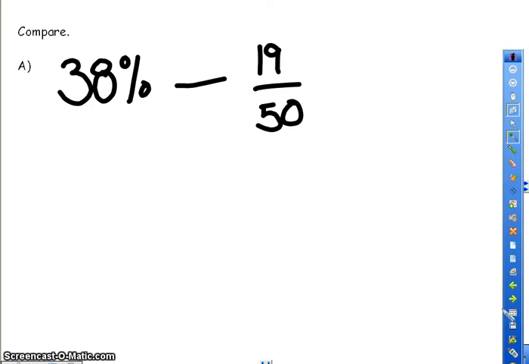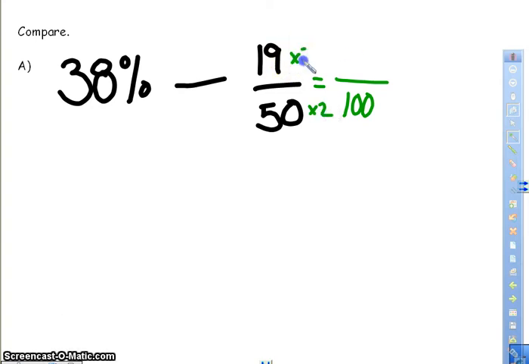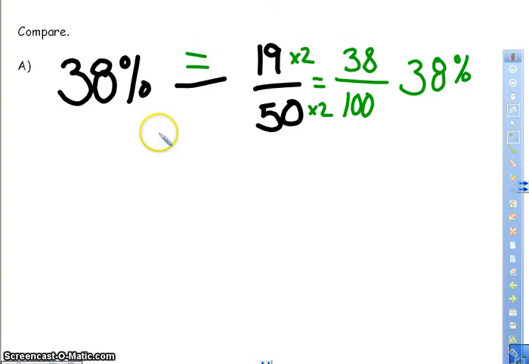All right, so now we have a choice here. I can either write my percent as a fraction, or I can change my fraction to a percent, and then you'll be able to compare the numbers. Since I have a denominator of 50, I'm going to go ahead and change this to a percent. In order to do that, we know our denominator has to be 100. So I take 50 times 2 and 19 times 2. 19 times 2 is 38. 38 hundredths is the same thing as 38%. So 38% would be equal to 19/50ths.